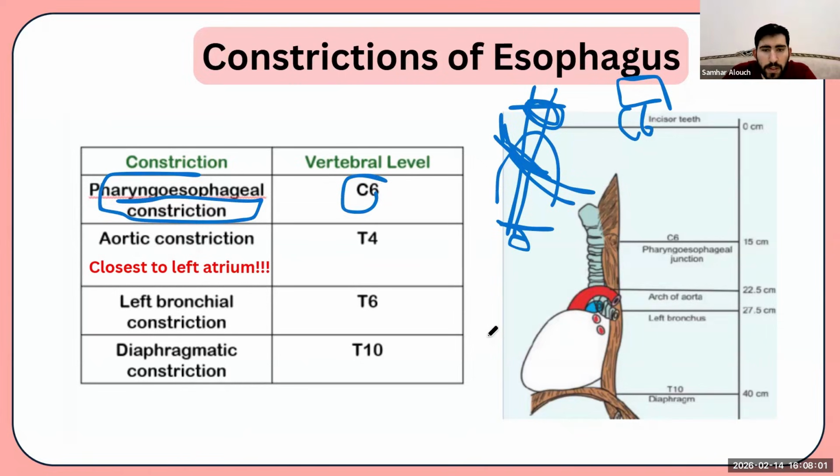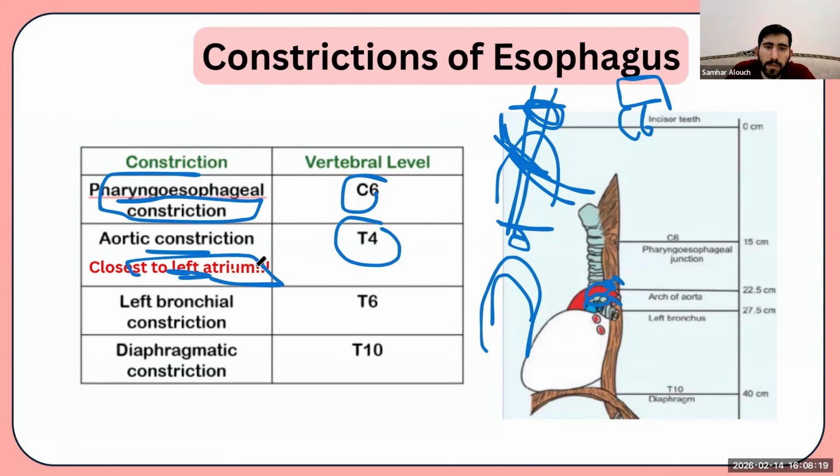Then we have the aortic constriction. You know, the aorta does an arch. This will compress the esophagus. That's the aortic constriction. It's also closest to the left atrium. The left atrium also puts some pressure and causes constriction. So that's at the level of T4. If they ask you the aortic constriction or the constriction due to the left atrium, at which level? That's T4.